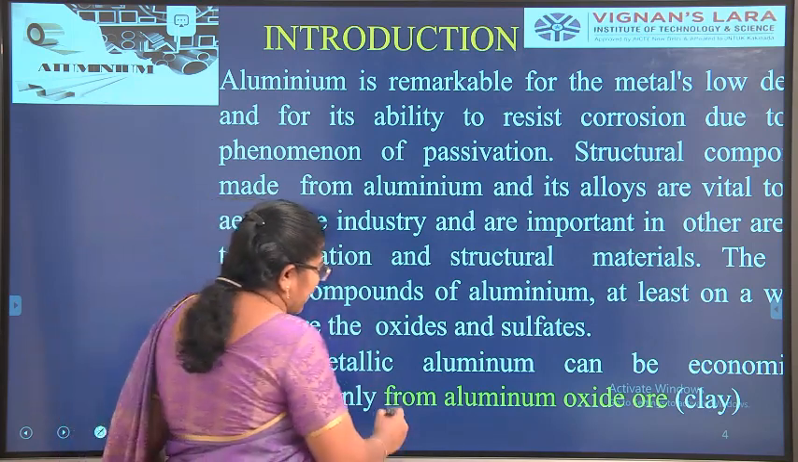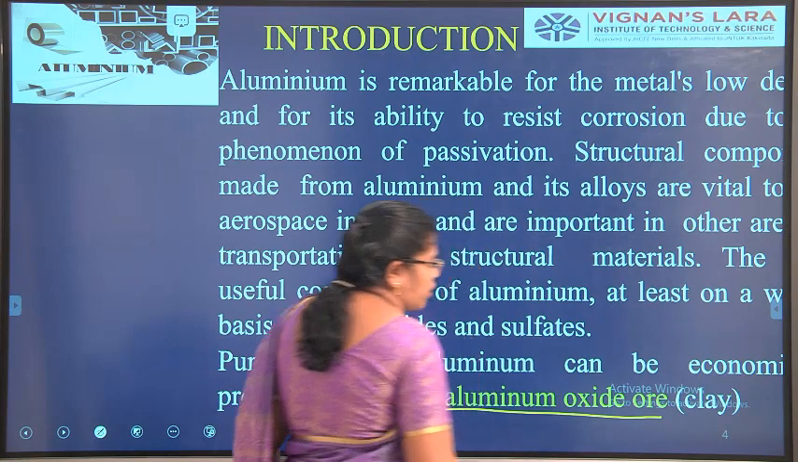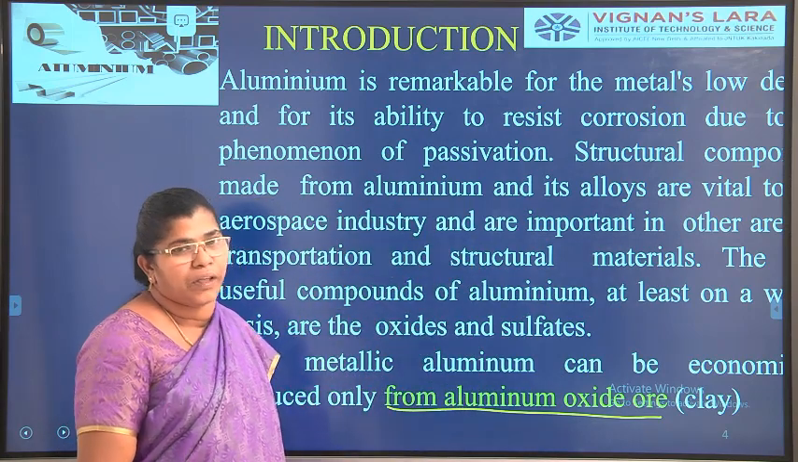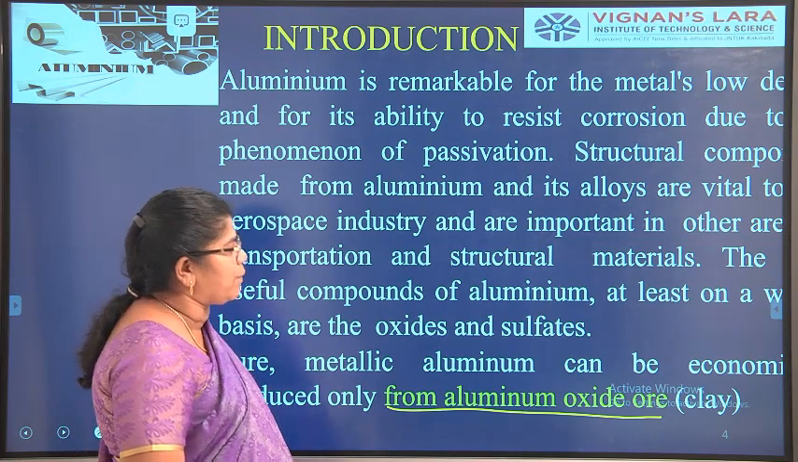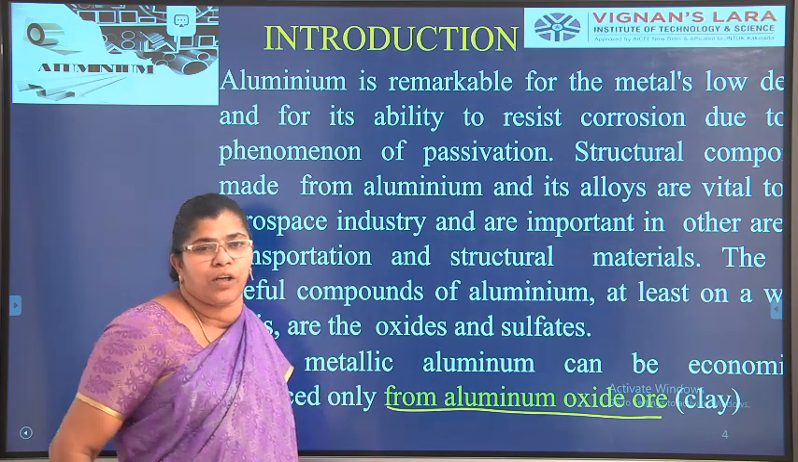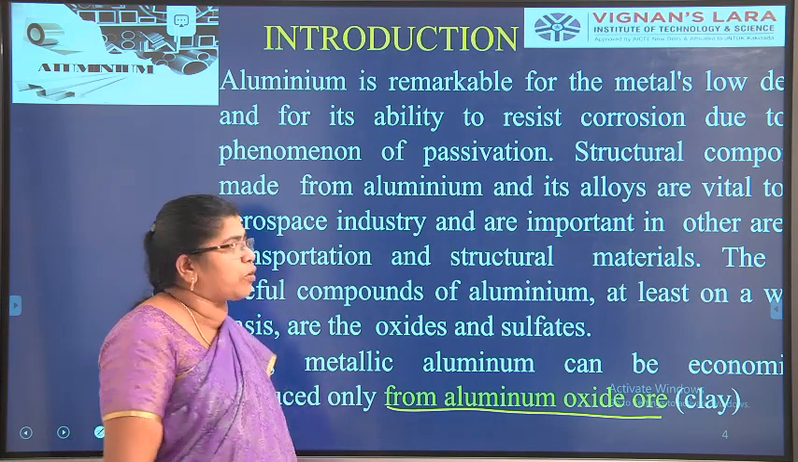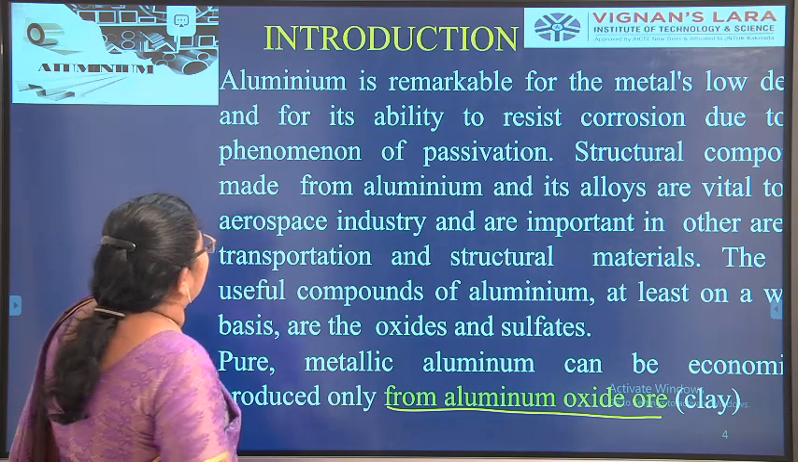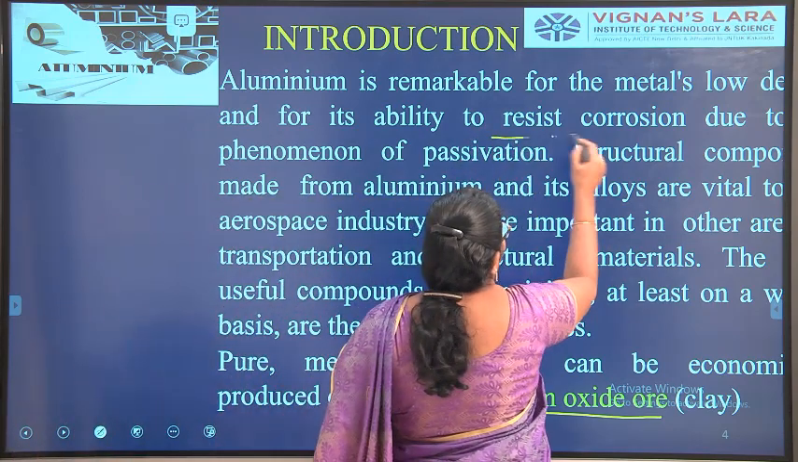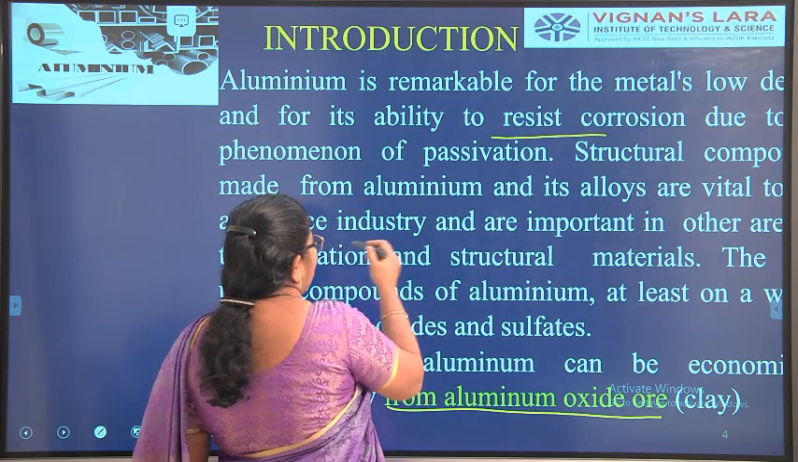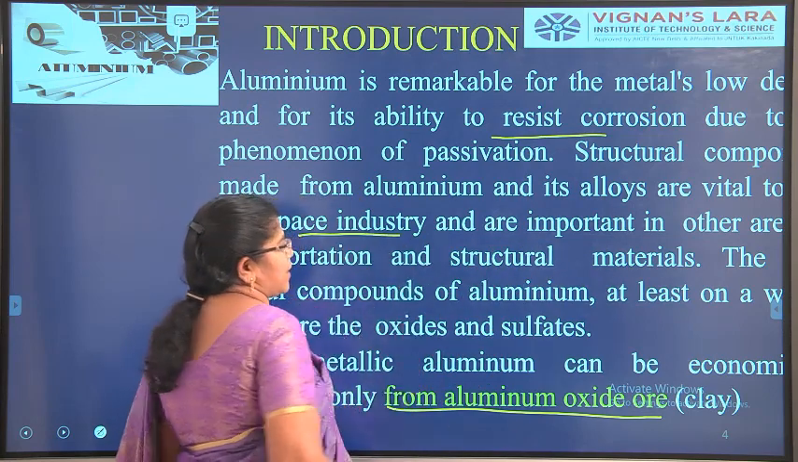In the clay particles, this aluminum oxide ore is found in the form of bauxite. It is available throughout the world. Aluminum is not confined to a small country. And the main advantage is that it has corrosion resistance, and also it has importance in the aerospace industries, right?